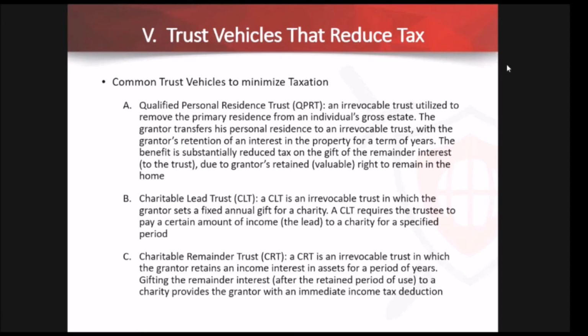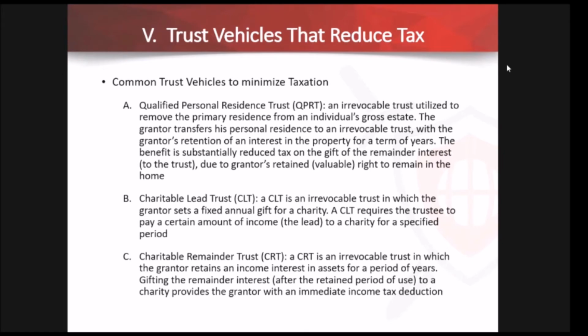The person who owns the property makes the transfer of the real estate. Now it can be your primary residence or a vacation home. You can do up to 2 in your lifetime. It has to be one or the other. As long as it meets that criteria of the residence, the idea being that you give this property into this trust, but you as the donor retain an interest to use the property for a given time.